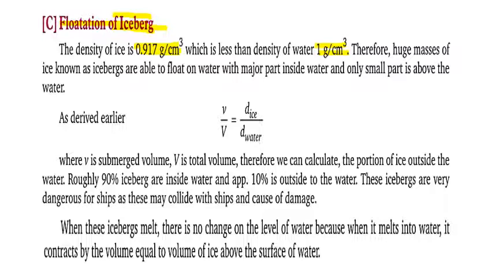Because when the water freezes, its volume increases. That's why. Now, what happens? Since the density of ice is less than the density of water, it will float according to the three conditions which we have seen. So, if it will float, then what formula can we write?